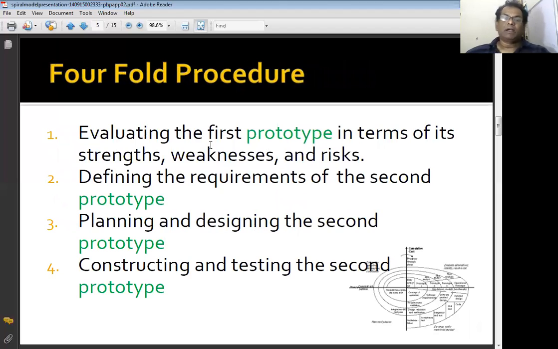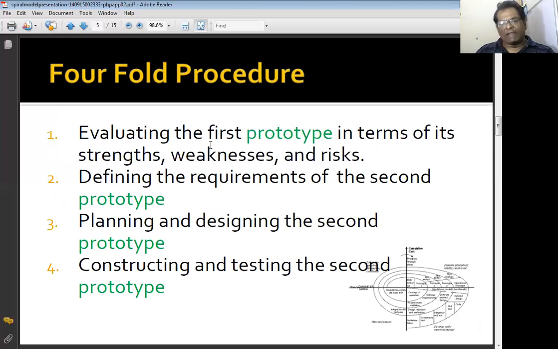Then there are four procedures involved. What are these four? The very first is evaluating the first prototype. We don't go as it is in terms of application. We simply go in terms of evaluating the plan, understanding the plan.